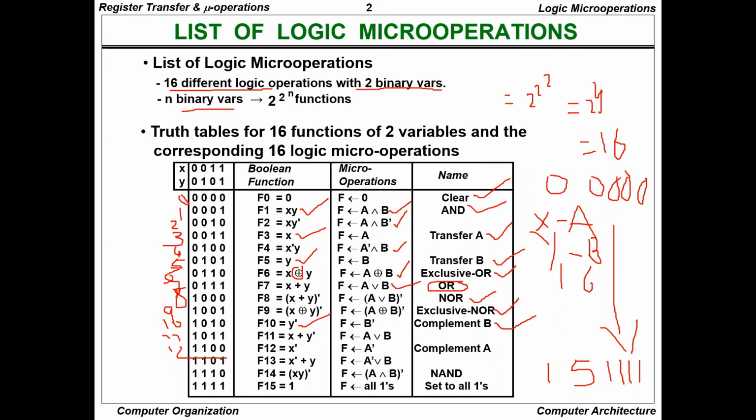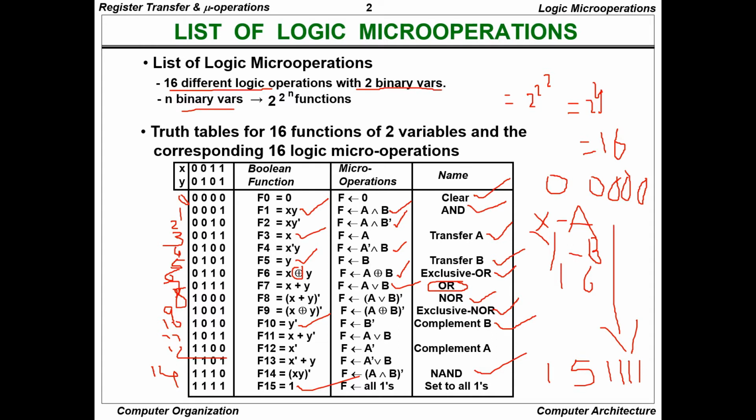Coming to the 14th one, F14 equal to XY whole bar. We know XY means A and B, right? So F tends to A and B whole bar, which is nothing but your NAND operation. And coming to the last one, that is 1, 1, 1, 1, that is F15. When F15 equal to 1, F tends to all ones, right? So set to all ones.